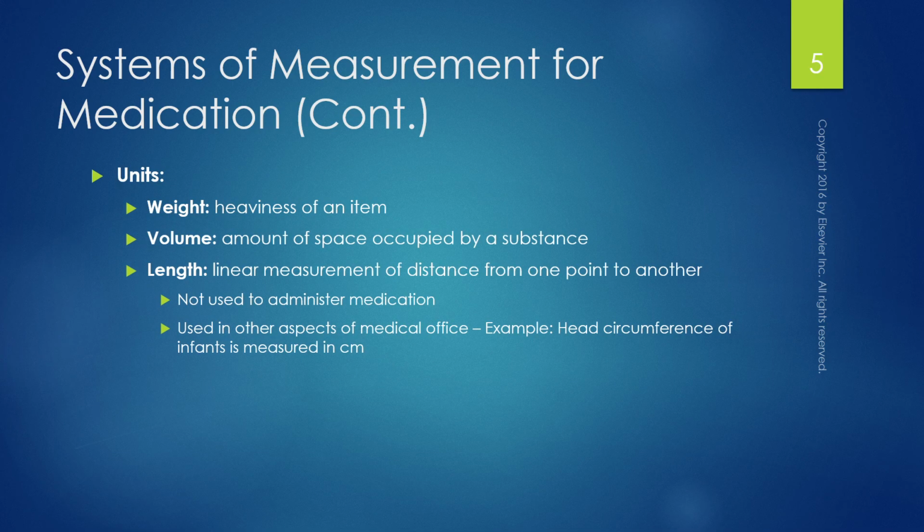So the metric system. The units that we need to be familiar with are units of weight, volume, and length. More specifically with weight, when we get into the metric system, you'll learn that it's going to be a unit of mass. Weight and mass, for our purposes, can be effectively interchanged, although they do mean different things. Volume is the amount of space occupied by a substance, and length is the length measured, the linear measurement of distance from one point to another. We don't use length to administer medicine, but it is a consideration, for example, when you're selecting needle lengths.